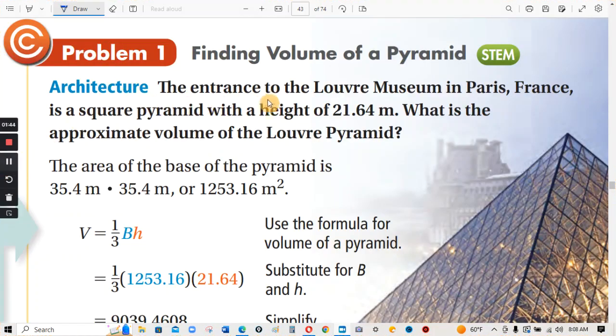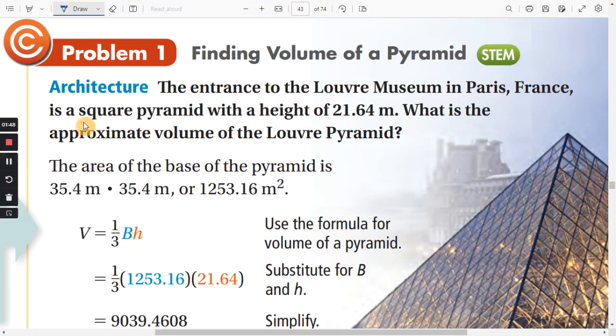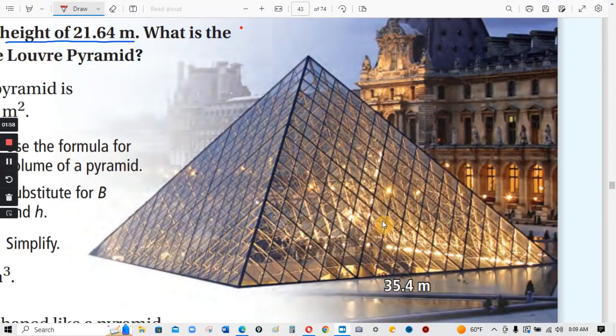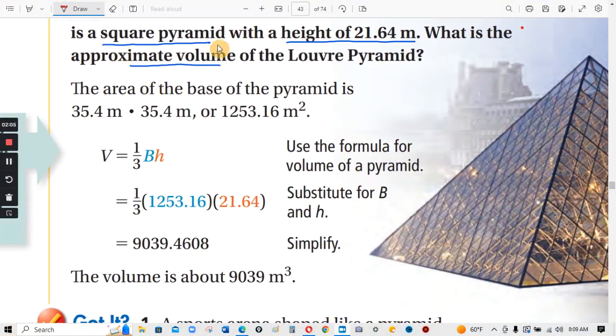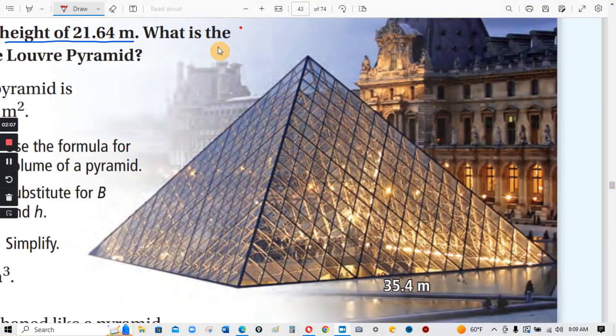Problem 1. The entrance to the Louvre Museum in Paris, France is a square pyramid with a height of 21.64 meters. What is the approximate volume of the Louvre pyramid? Okay, so they just gave us a picture, not really a diagram, but they said that it was a square pyramid. We know that the base of the pyramid is a square.